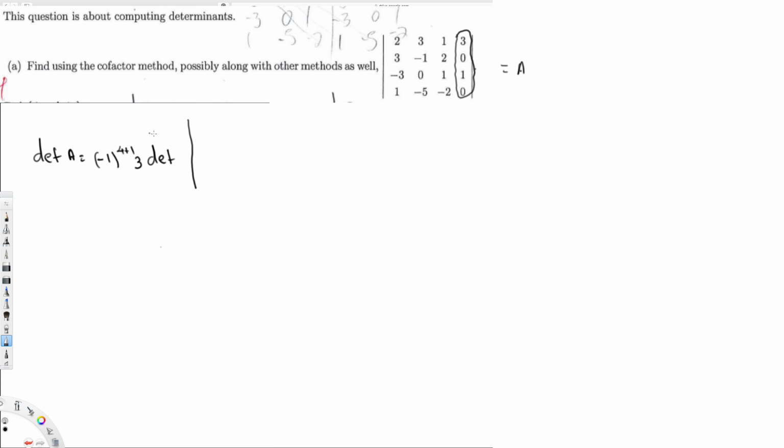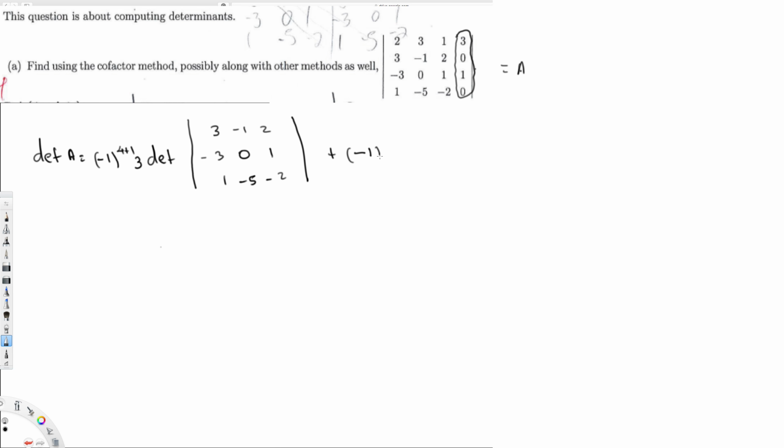If I take the 3, I have to eliminate the vertical and horizontal component of it, so it's going to be the numbers in between those. So it's going to be the determinant of 3 minus 1 2, minus 3 0 1, and 1 minus 5 minus 2. The next one is going to be plus this one. If I take this one, I have to eliminate its vertical and horizontal component.